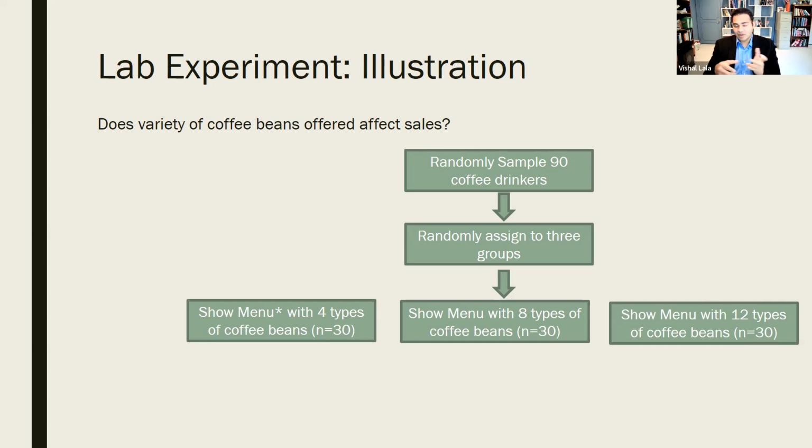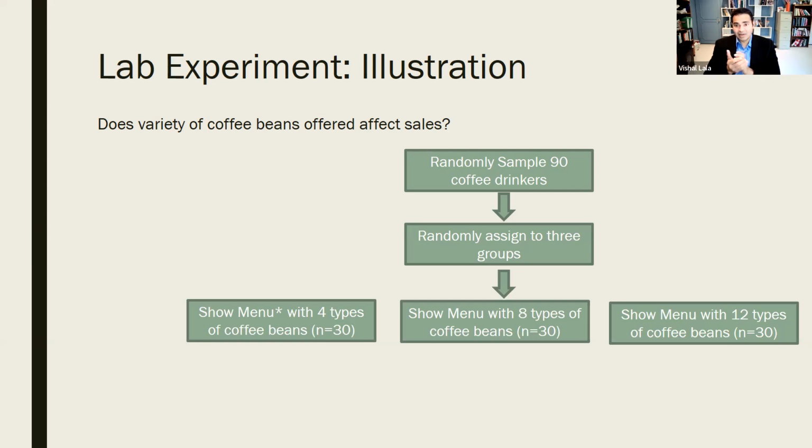Now, one could argue that the sales can be affected by, I don't know, weather. But bear in mind, this experiment is being conducted at the same time in the same place. So what is controlled for?